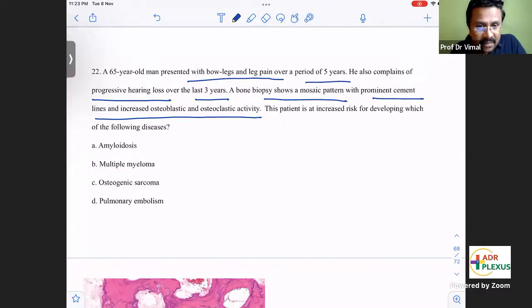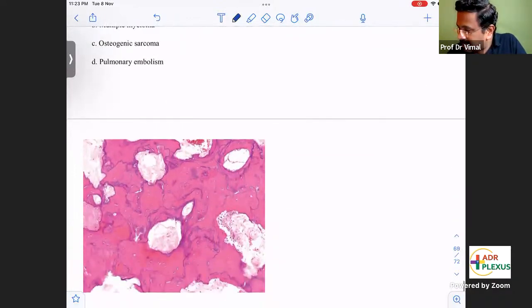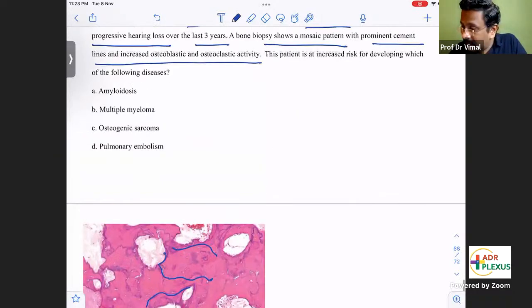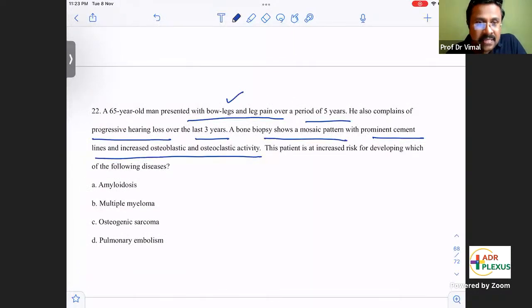Yes, the diagnosis of the disease is correct, Kavi. See, this is the characteristic mosaic pattern, with the prominent cement lines. You can see these are all the prominent cement lines, and these form the jigsaw puzzle pattern or mosaic-like pattern. With the bony deformities and also the hearing loss, you will make a diagnosis of Paget's disease of bone.